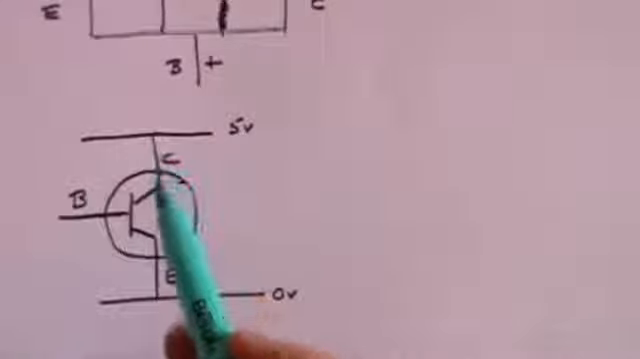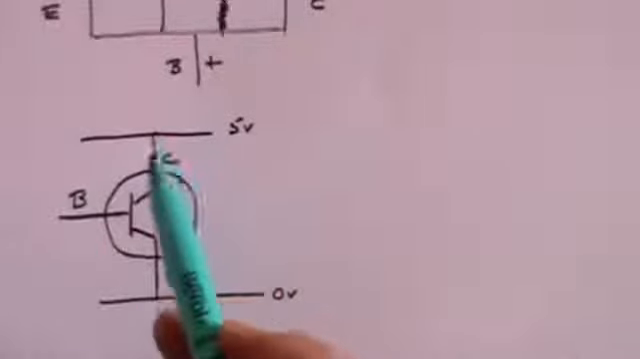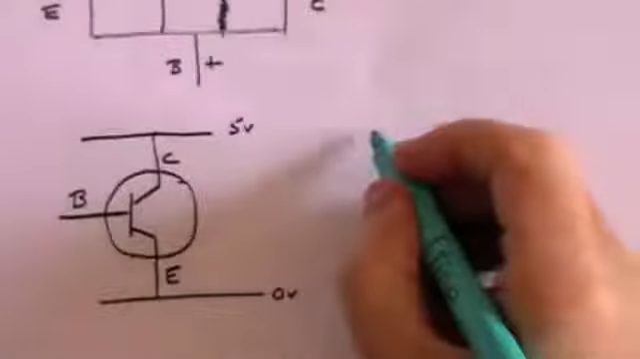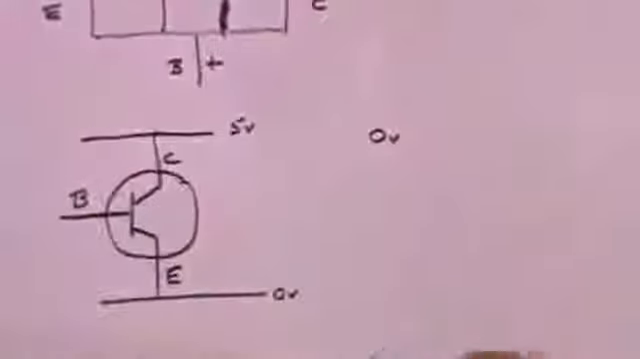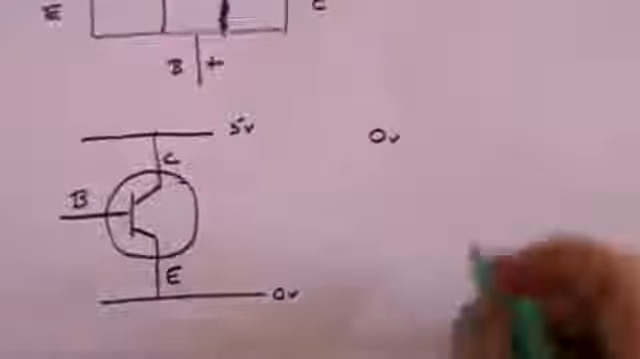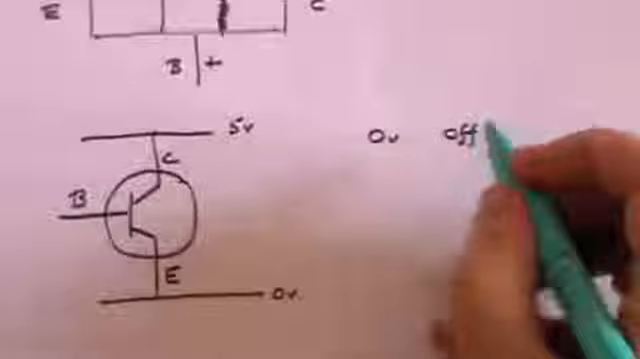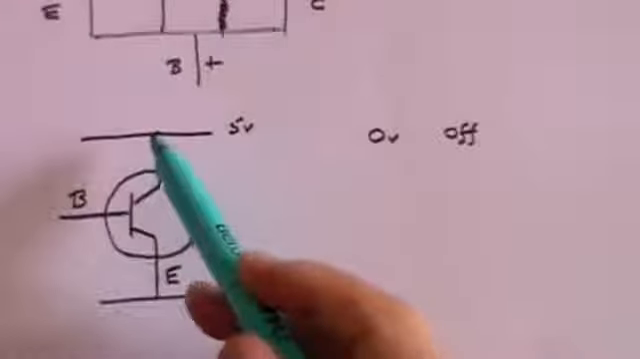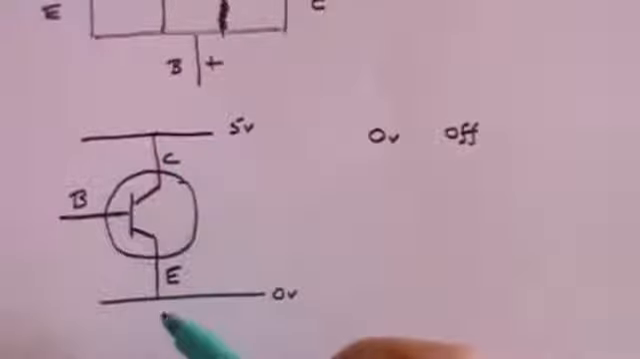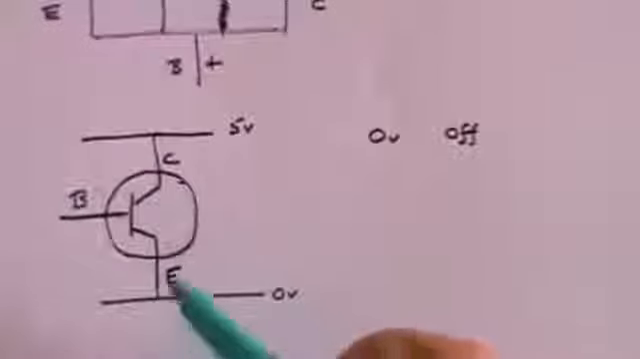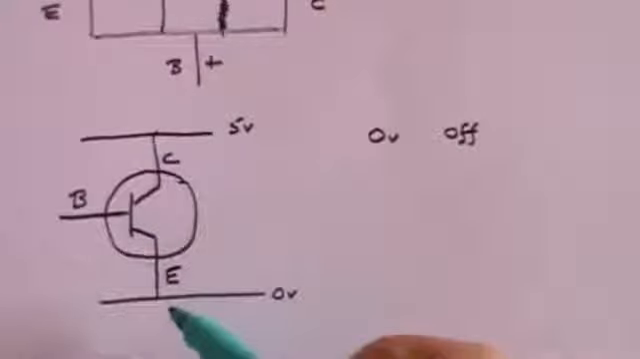So no current will flow through that transistor if there is no voltage on the base. But if you put a voltage on the base, then a current will flow through the transistor. So what you can say is, if there is no voltage on the base, then the switch is off, because no current will flow through. So insofar as that transistor is acting as a switch, it's off, nothing will flow.